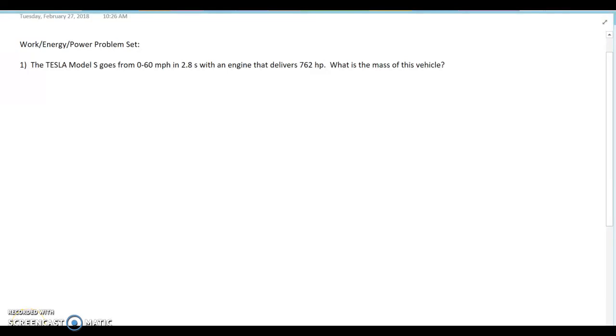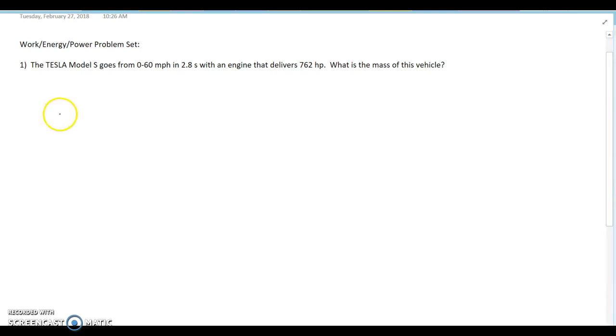Here is a work energy power example problem where we have a Tesla Model S that changes its velocity from 0 miles per hour to 60 miles per hour in 2.8 seconds. We're given the power output of the motor of 762 horsepower, and they're asking for the mass of the vehicle. I'm going to write down what I know in this problem.